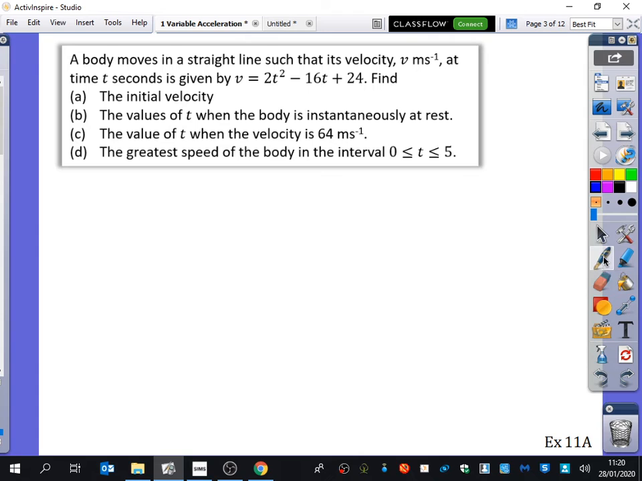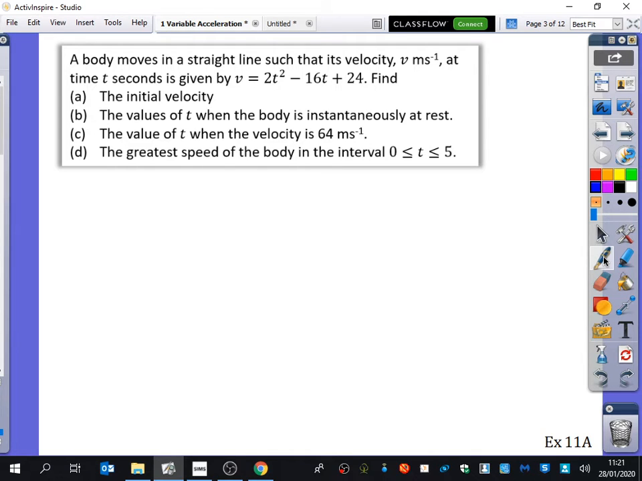Okay, so just to start thinking about how all of these things come together, we're going to have a look at a different example. It says a body moves in a straight line such that its velocity, v meters per second, at time t seconds, is given by v equals 2t squared minus 16t plus 24. Before I go on, this is not a SUVAT topic, because the velocity is being given as a function of time. So you can't do SUVAT. Variable acceleration, nothing to do with it.